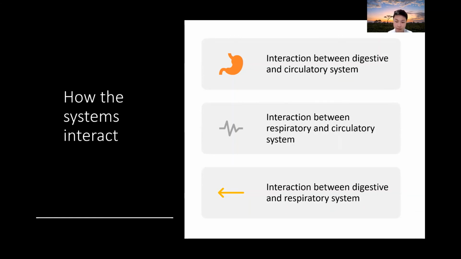Interaction between the digestive and respiratory systems. The interaction between the digestive and respiratory systems is very small. To put it simply, in order for the digestive system to work, a lion will need a working respiratory system to breathe in fresh oxygen, so the organs in the digestive system have energy to work with.